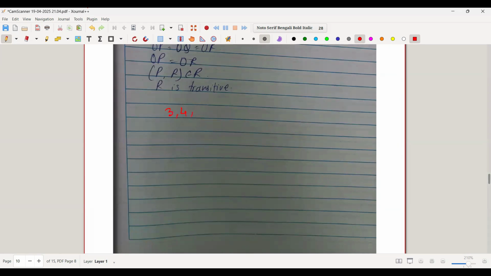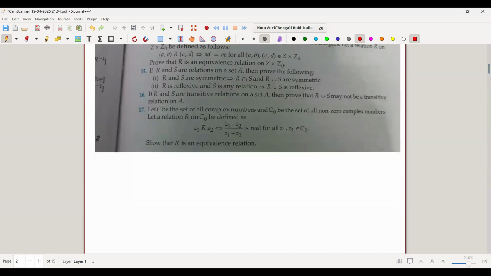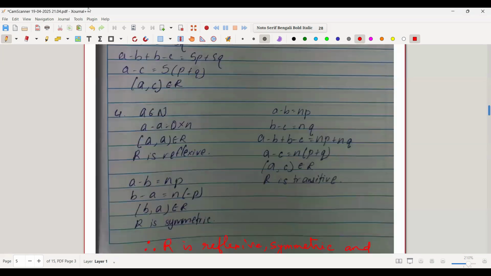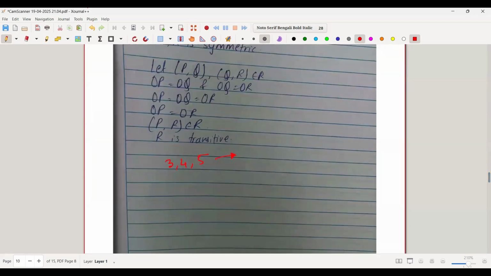3, 4, 5. This type of triangle. So here the relation is saying that P1 and P2 are related whenever they have the same number of sides. So 3, 4, 5 is irrelevant because it is talking about triangles. It has 3 sides. Whatever be the sides, it has 3 sides. We have to focus on the number of sides.